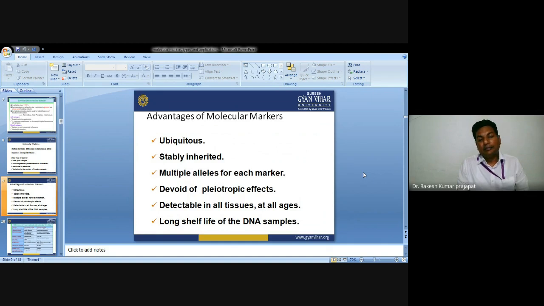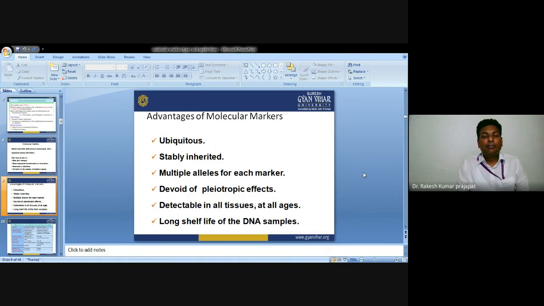Stably inherited. Stably inherited means, because they are present in the genetic material, because they belong to the gene sequence, coding sequence or non-coding sequence, they are the ultimate part of the genetic material. So they are stably inherited into the next progeny, and they follow the Mendelian pattern of inheritance also.